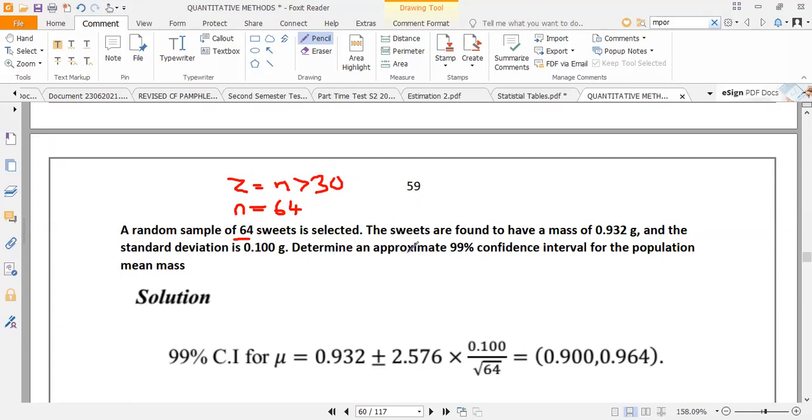The sweets are found to have a mean mass of 9.0932. So this is X bar. And the standard deviation is 0.1. These are standard deviation. Determine a 99% confidence interval.